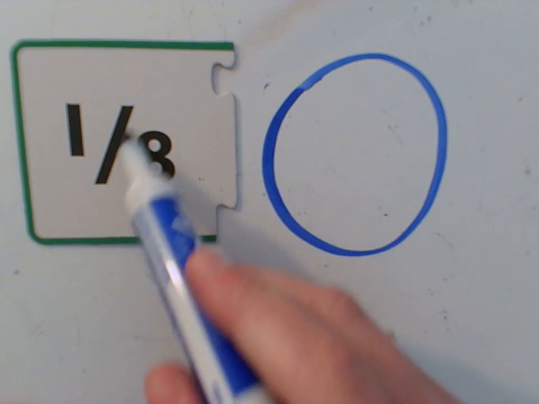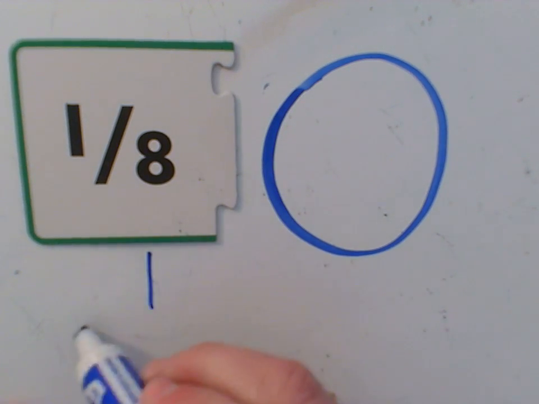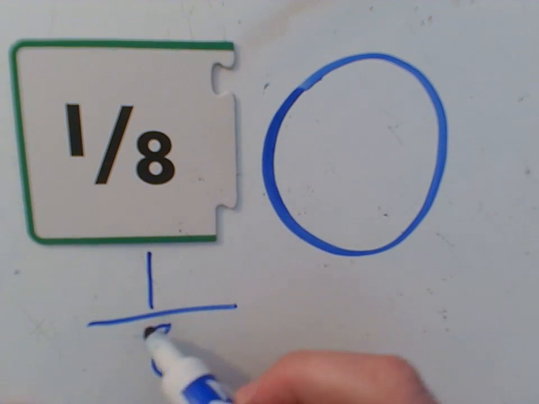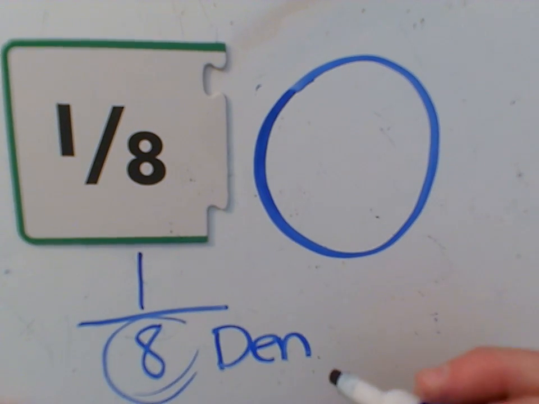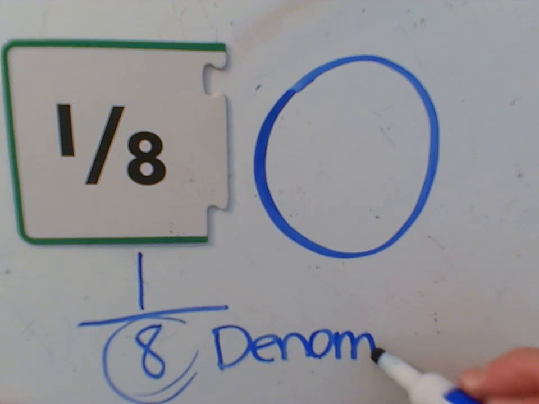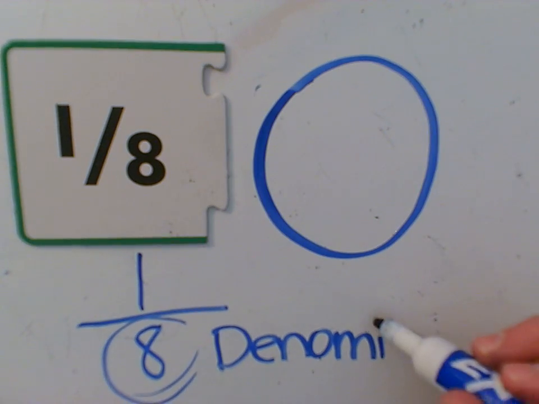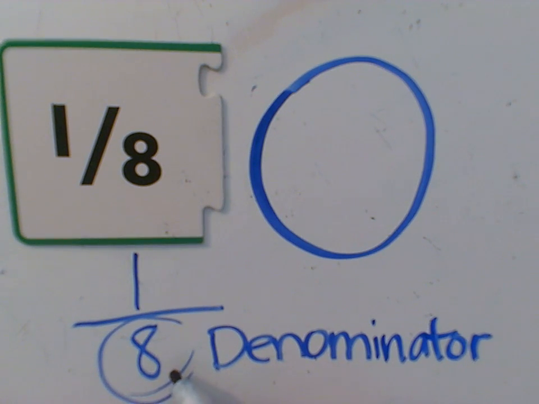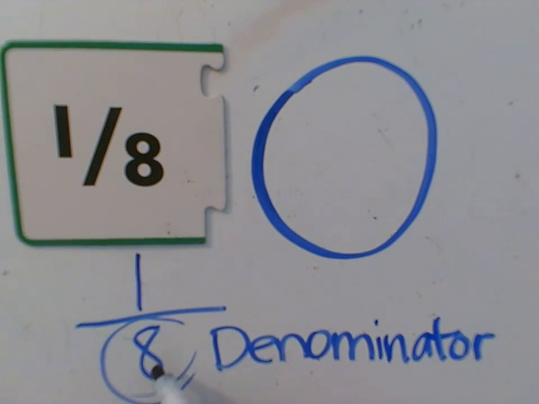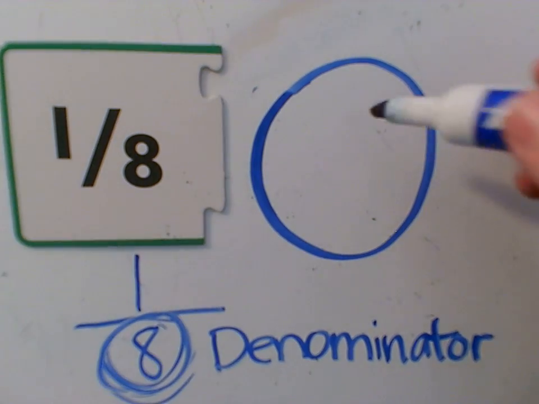Well, we find that by looking at the bottom, which is actually called a denominator. We look at the denominator here. Can everybody say denominator? Denominator. So the denominator is going to show us how many parts there are in total. So we need 8 equal parts.